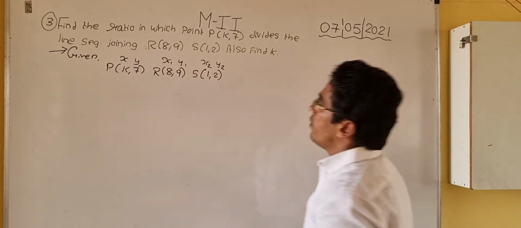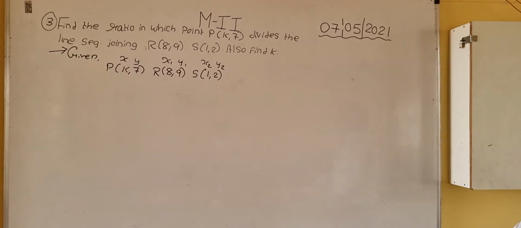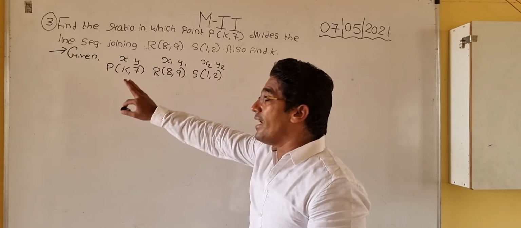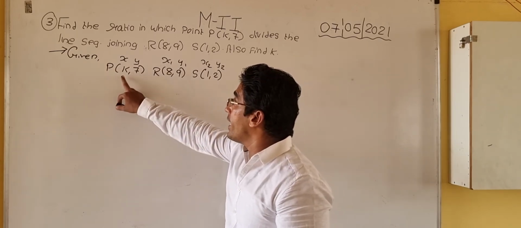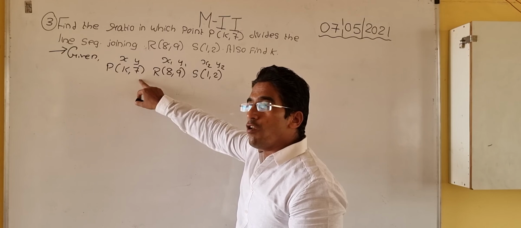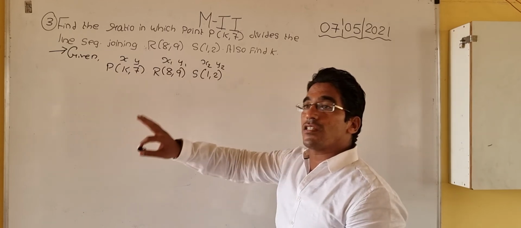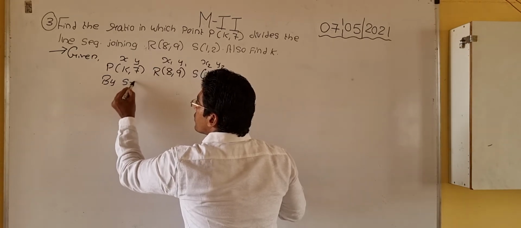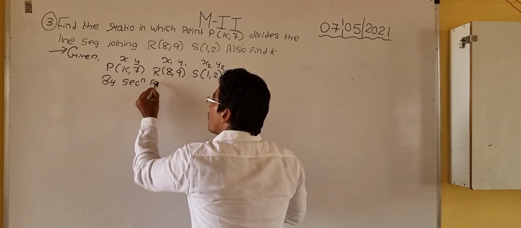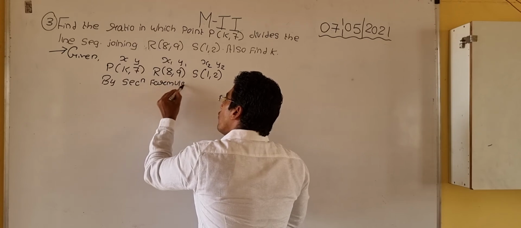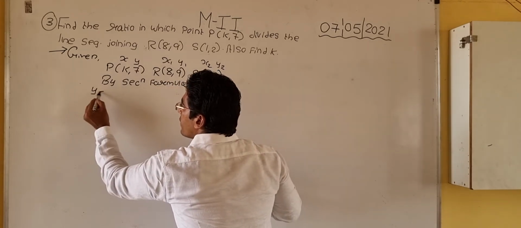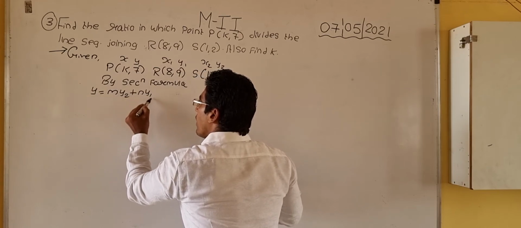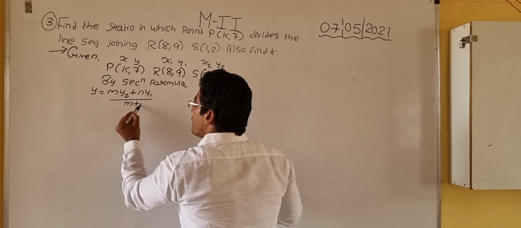So first we will find out the ratio, that is we will find out the value of m and n. Now in this case which is the point that is dividing? Point P, K comma 7. We know the value of y, so we will apply the section formula for y. What is section formula? y is equal to (m y2 + n y1) upon (m + n).